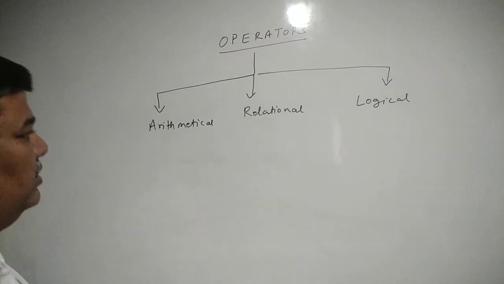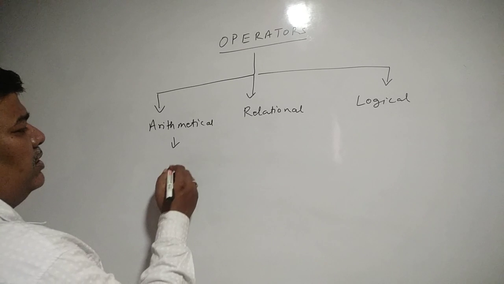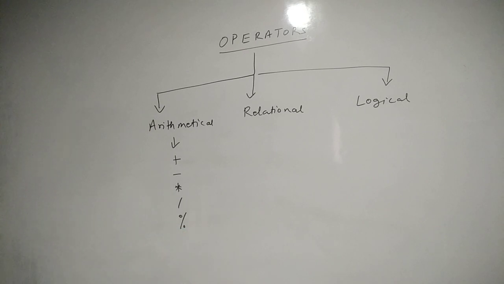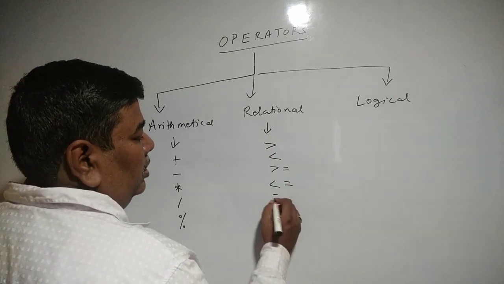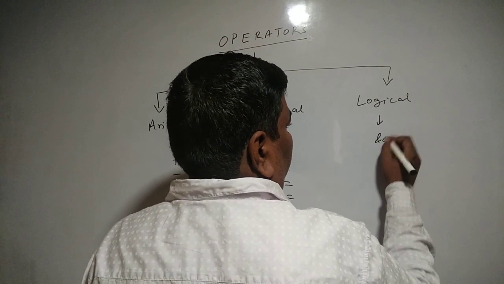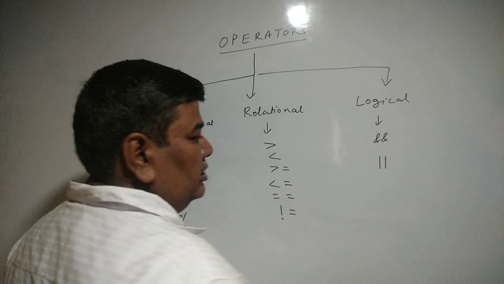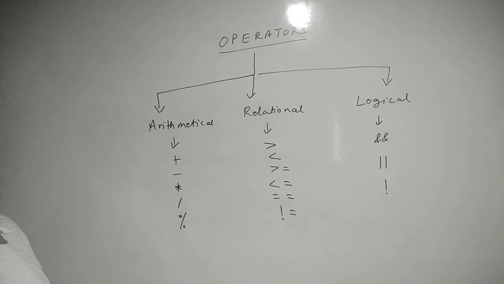These are also further categorized. Like arithmetical operators, in simple terms, I am not going into too much detail: plus, minus, into, divide, and this one is percentage, modulus division. Modulus division means it will give the remainder as the answer. The relational operators we have are more than, less than, more than or equal to, less than or equal to, equal to, and not equal to. And logical operators we have and, written by two ampersand symbols, then or operator by two straight lines, and not operator by exclamation mark. So these are the major categories of operators. Subcategories we will discuss in detail in the next video.